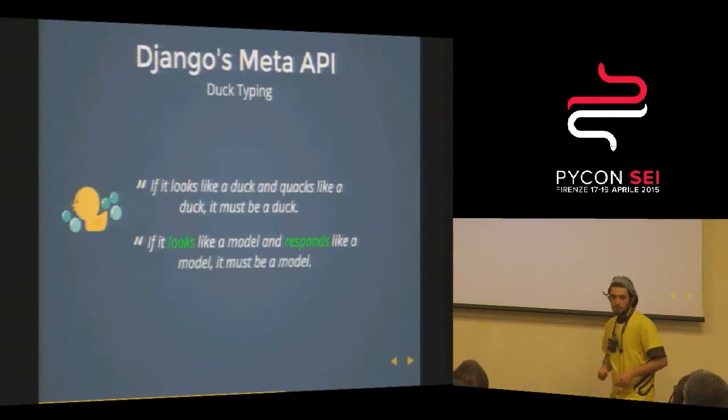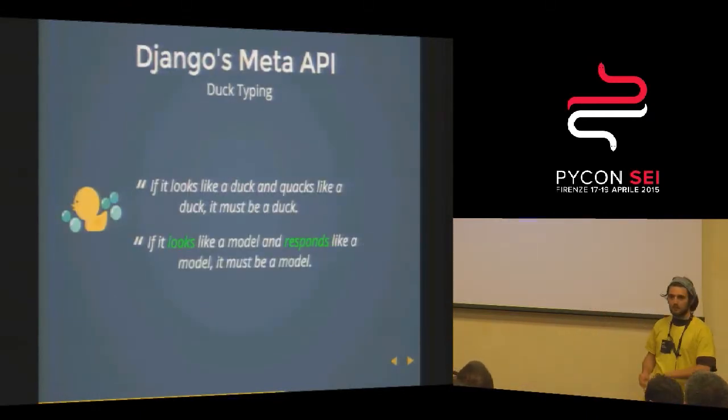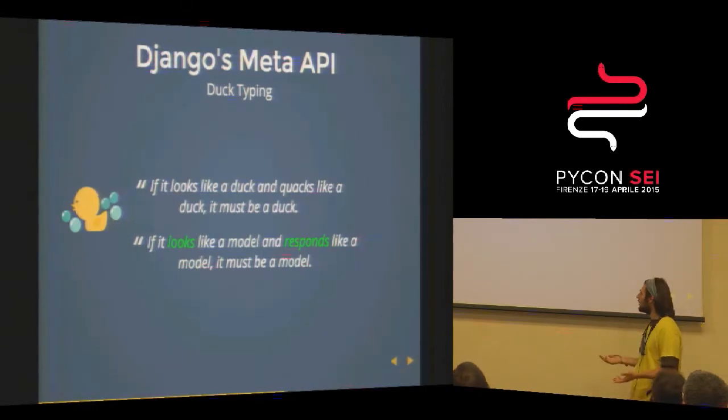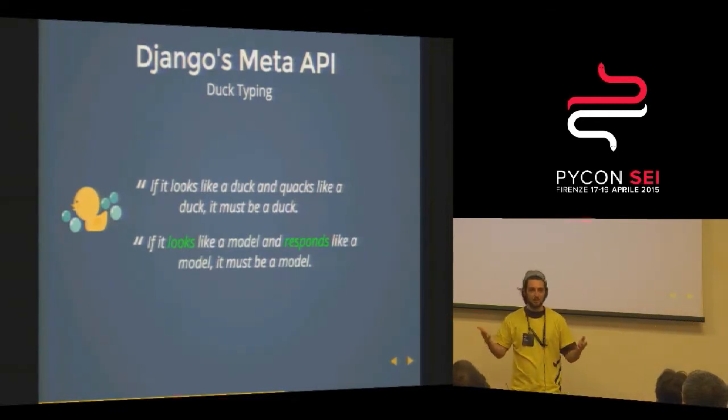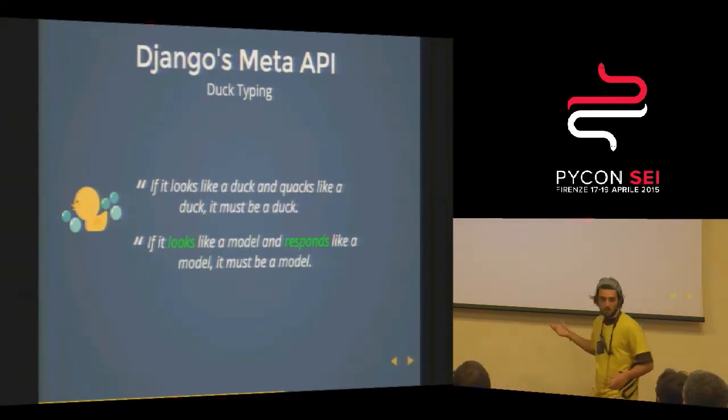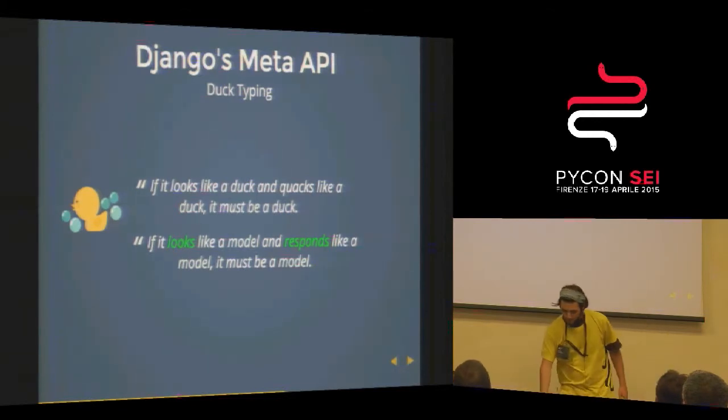Finally, this would never be possible if it wasn't for duck typing. This is a really great feature, and this is what helped me build this component. As everyone knows, if it looks like a duck and it quacks like a duck, it must be a duck. And we could convert this into a Django way of saying it: if it looks like a model and responds like a model, if it implements the same interfaces that a model does, well then, it must be a model, and the system doesn't care.